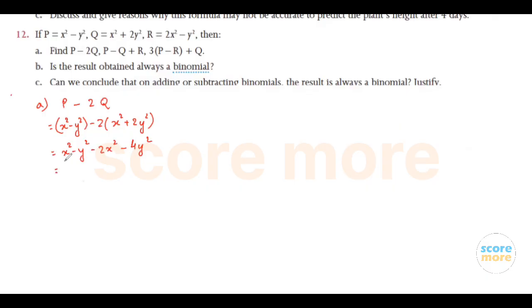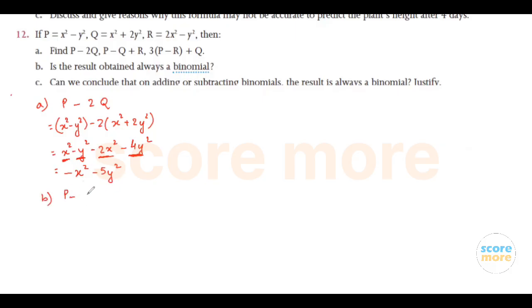Now we will arrange in like terms. x square minus 2x square: 1 minus 2 becomes minus 1, so it will be minus x square. Afterwards, minus y square minus 4y square will be minus 5y square. So the answer is minus x square minus 5y square.